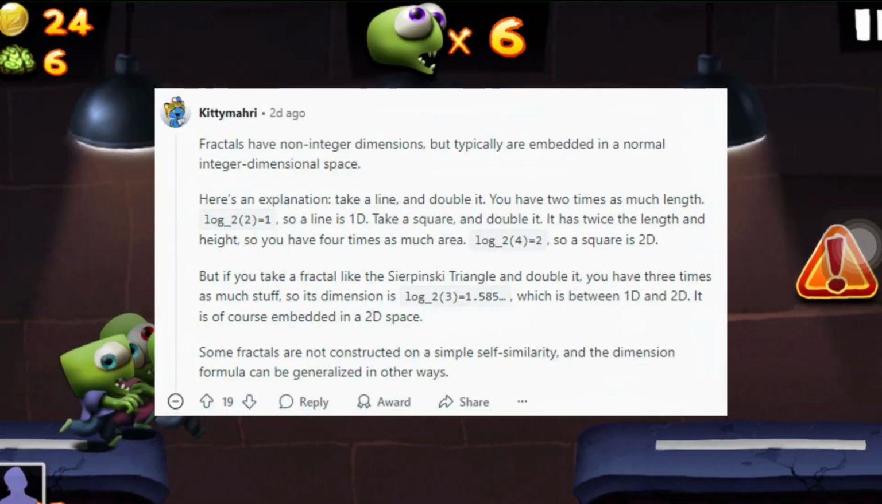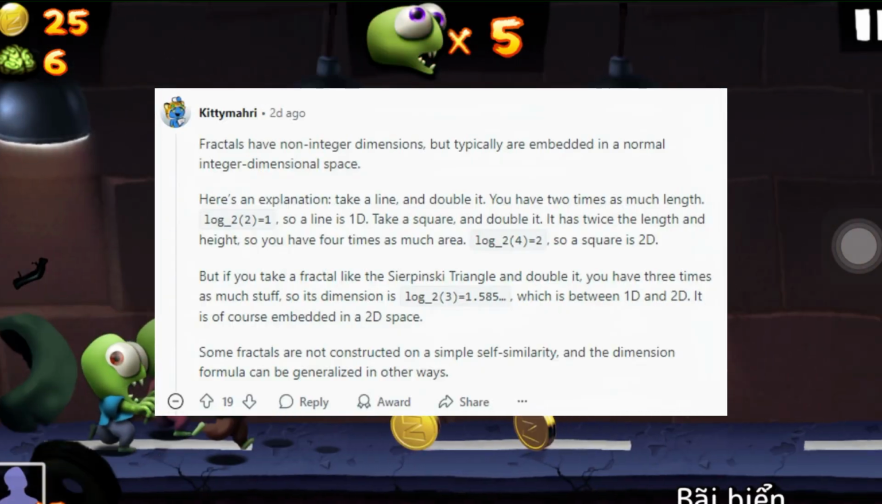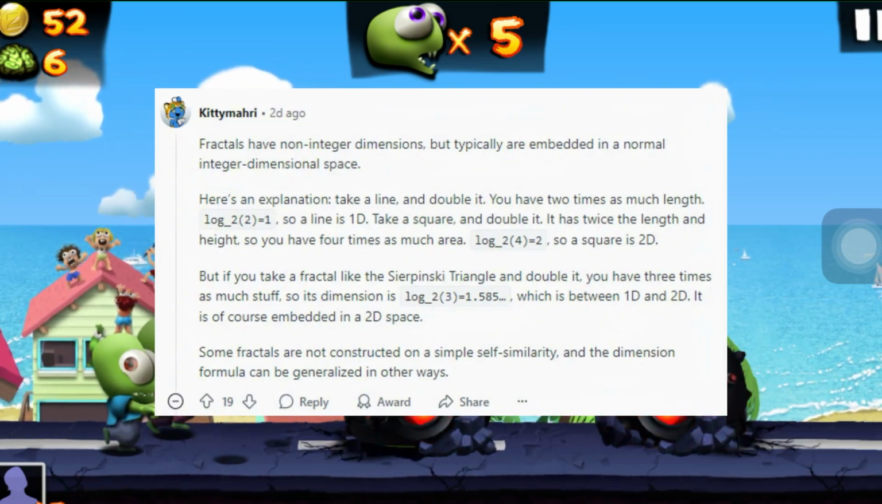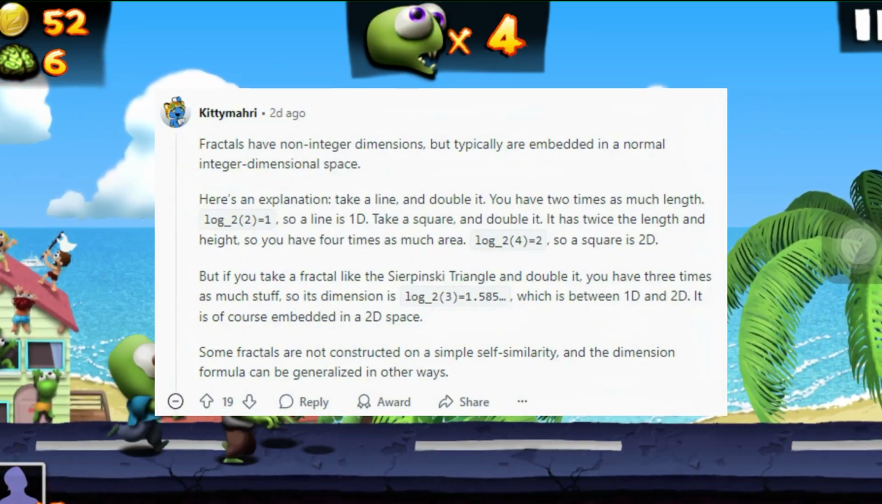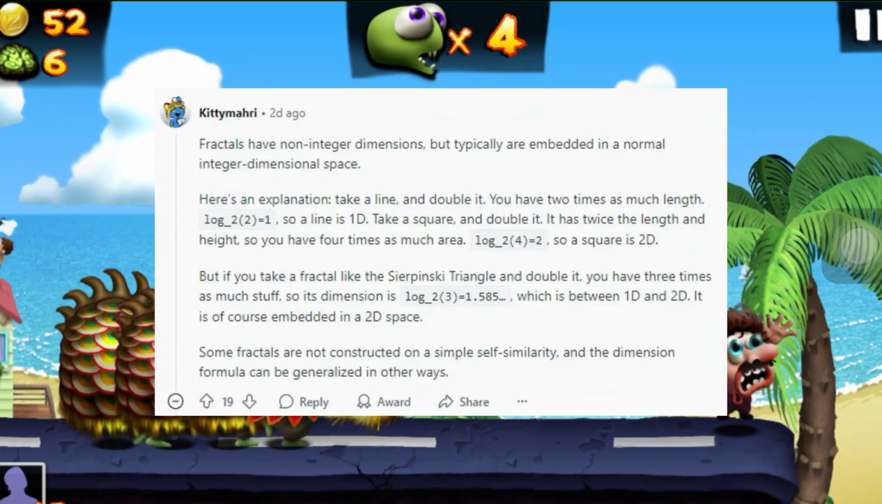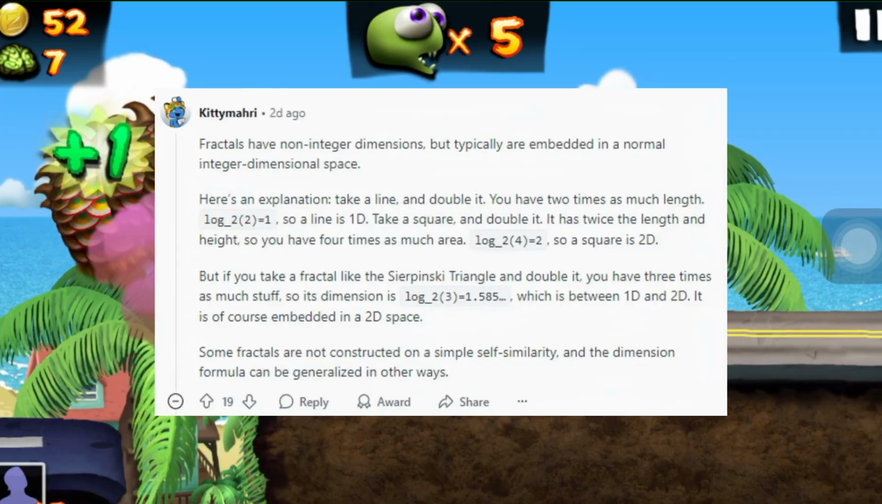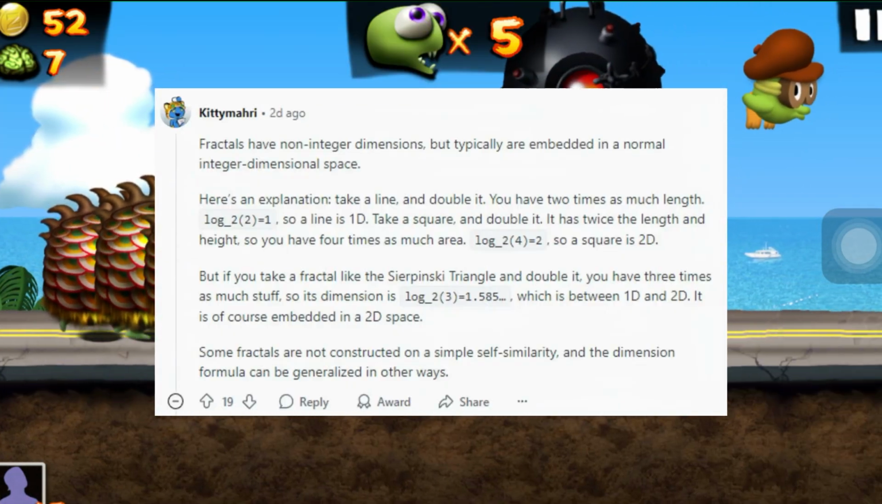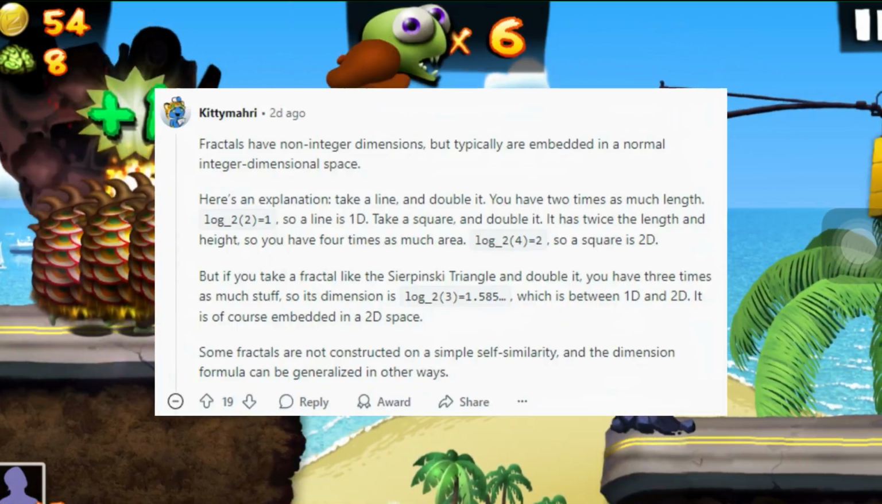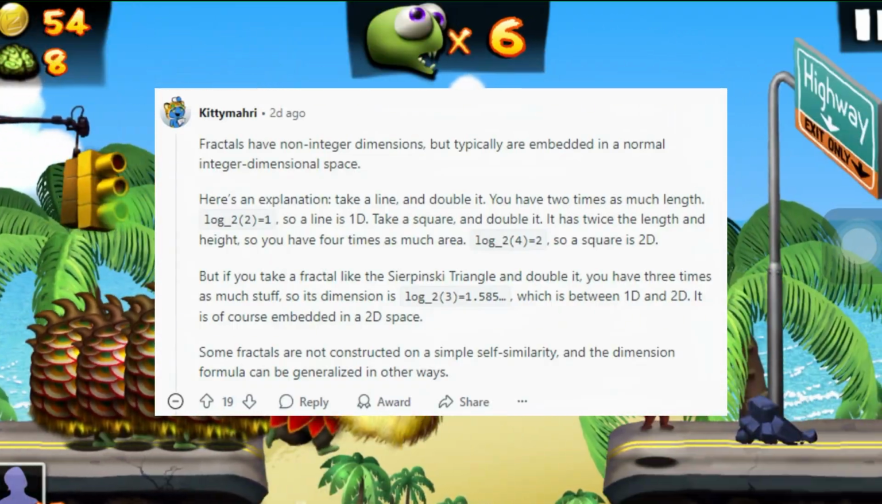But if you take a fractal like the Sierpinski triangle and double it, you have 3 times as much stuff. So its dimension is log_2 3 equals 1.585, which is between 1D and 2D. It is of course embedded in a 2D space. Some fractals are not constructed on a simple self-similarity, and the dimension formula can be generalized in other ways.